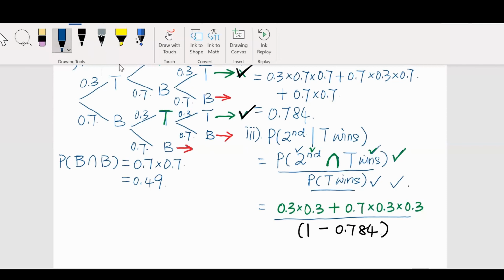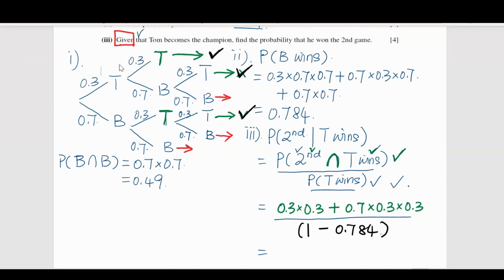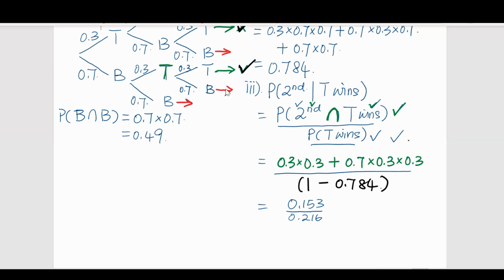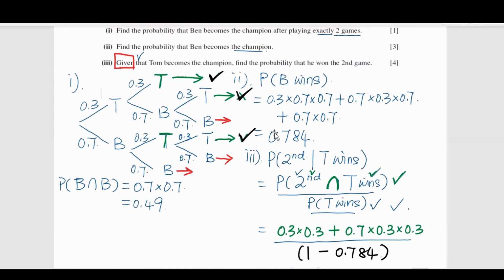So with these calculations, we are able to get the probability for the numerator as 0.153, and the denominator as 0.216. And hence, this conditional probability is 0.708, rounded off to 3 SF. All right, so this is an example, a partial question taken, focusing mainly on the conditional probability where we are using the tree diagram.